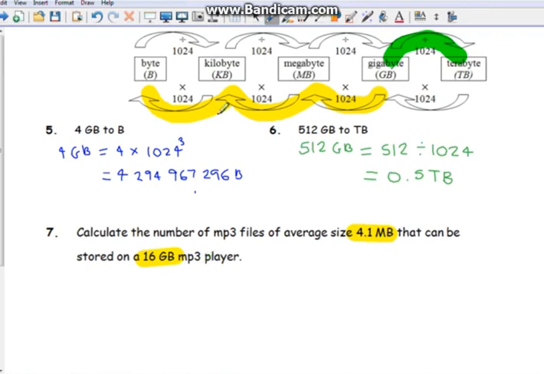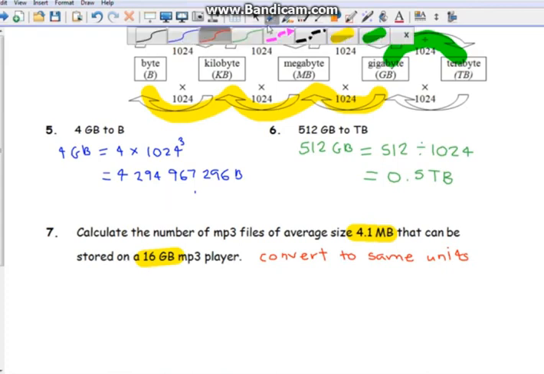So we better write that down, that we need to remember to convert to the same units. So ultimately what we want to know is how many 4.1s can we fit into 16 gig. So how many average size songs, 4.1 songs, can we fit into the whole MP3 player. So we're going to change our 16 into megabytes.